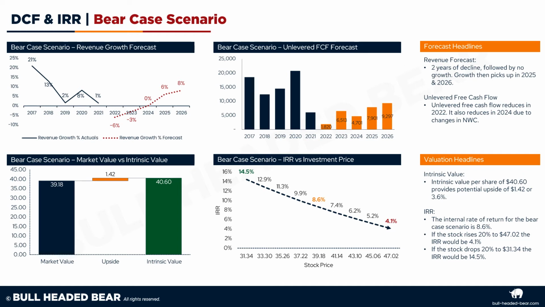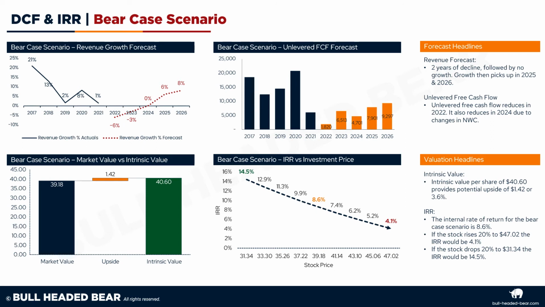There's a good jump next year in 2023, and then there's a decline again in 24. The decline is basically the way that the model is working out the change in net working capital. This then increases to 9.2 billion in 2026. That gives us an intrinsic value of $40.60, which is an upside of 3.6%.